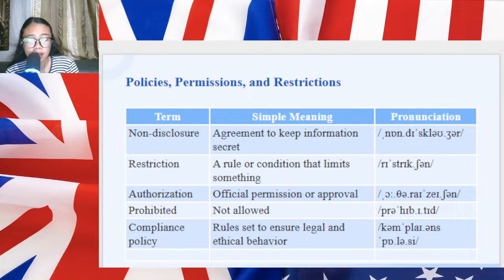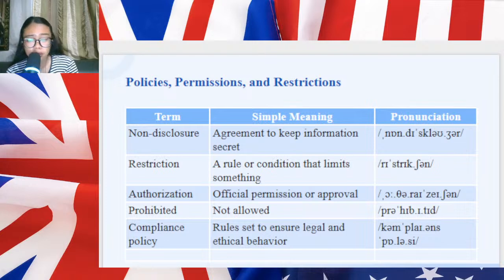That's non-disclosure. Pronunciation-wise, I'll start with non, which is a short vowel sound. And then dis, which is a short E sound, and then clo, which has a diphthong sound O, and it ends with zhur, a voiced sound here. So this is non-disclosure. Next is restriction.